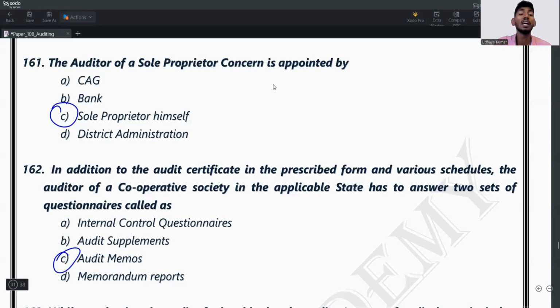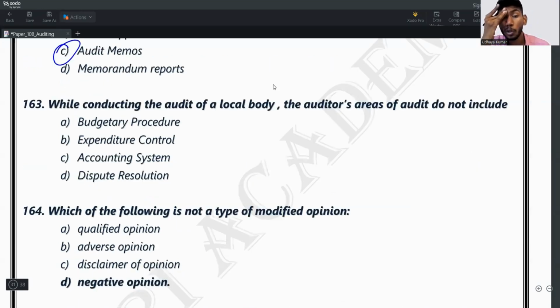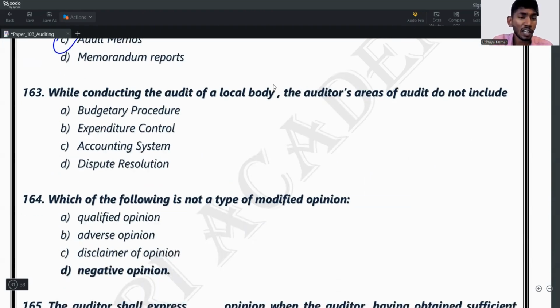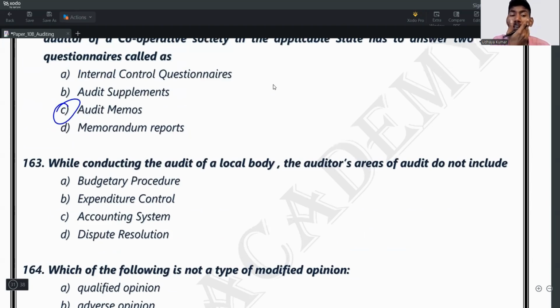Okay, moving to question number 163. While conducting the audit of a local body, the auditor's area of audit does not include what? It will not include budgetary procedure, expenditure control, accounting system, dispute resolution. So here he is stating that the area of audit does not include. He is not performing what? Dispute resolution, right? So he is not responsible for the dispute resolution. Dispute resolution is generally not an area of focus for auditors conducting financial audits of local bodies, right? So the right answer is dispute resolution.